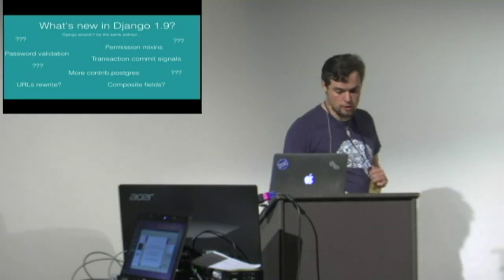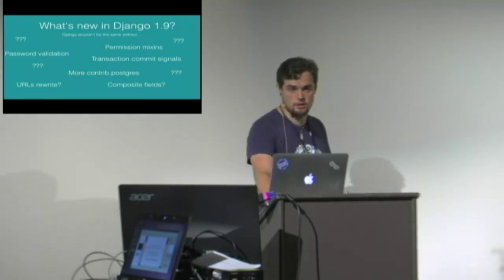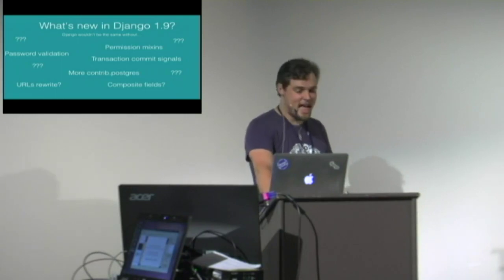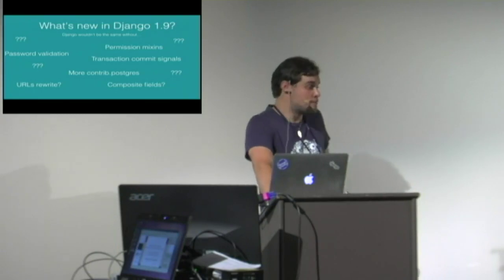The Google Summer of Code project this year is looking at rewriting the way that URLs work, and it looks like it's going in a good direction, so that's promising. And as for the last 7 versions or whatever, when I've done this talk, composite fields might land.